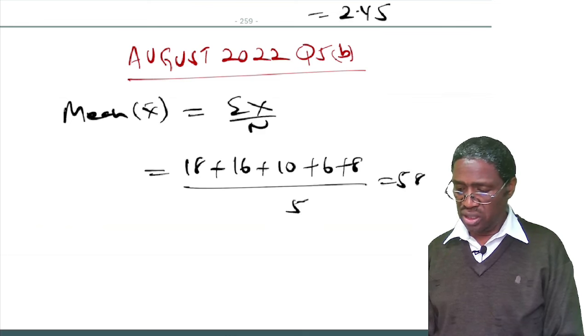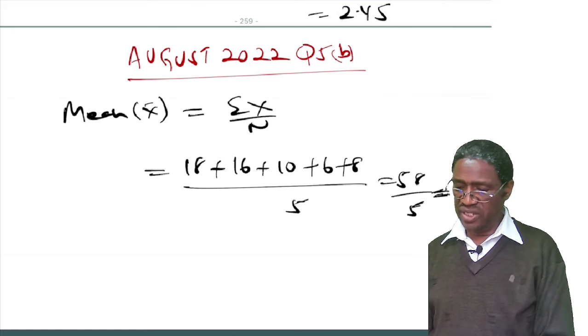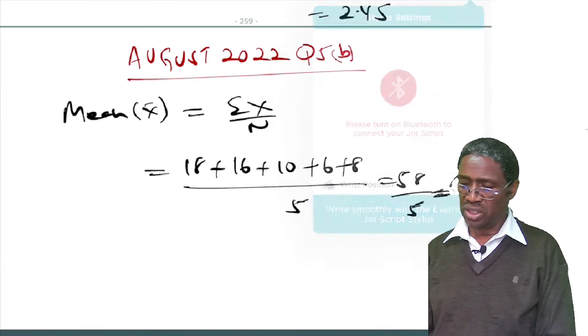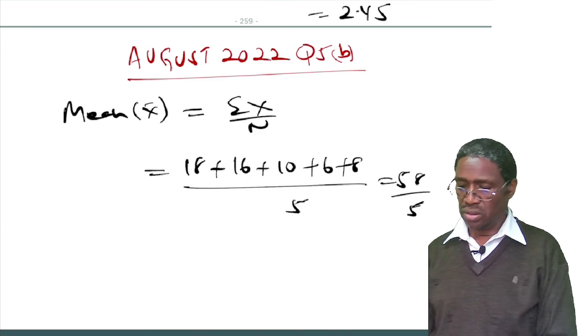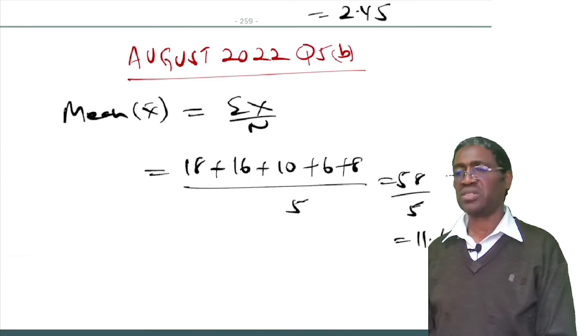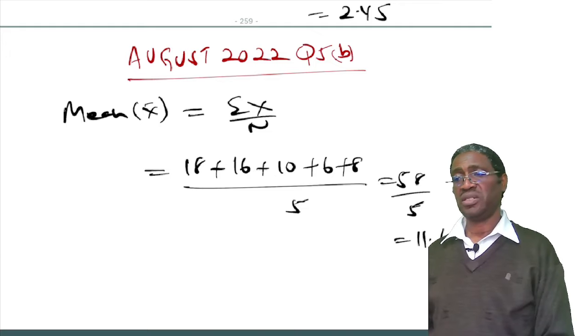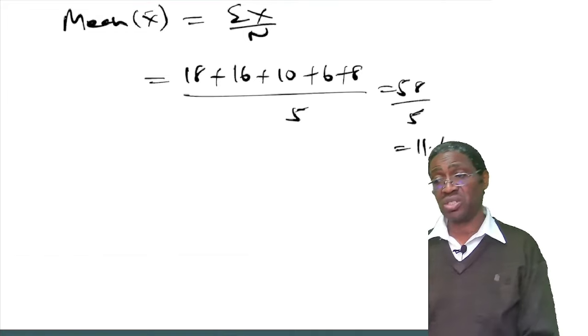58, if I divide that by 5, so let me divide that by 5, that is giving me 11.6. That's our mean. Now we can use it to get the standard deviation.